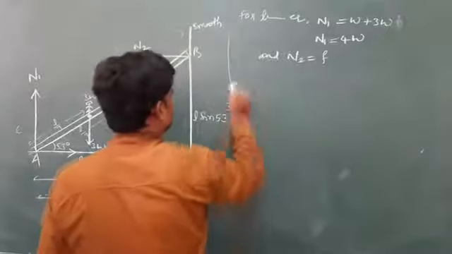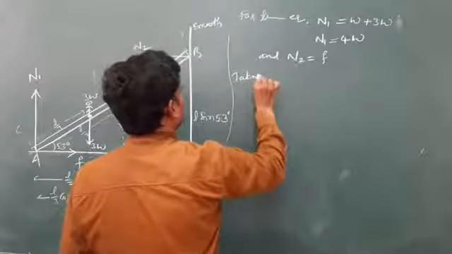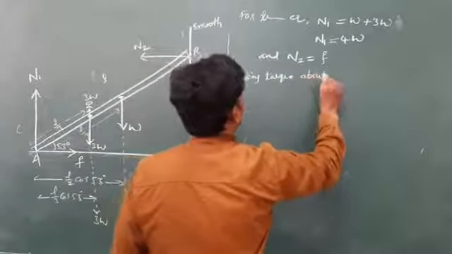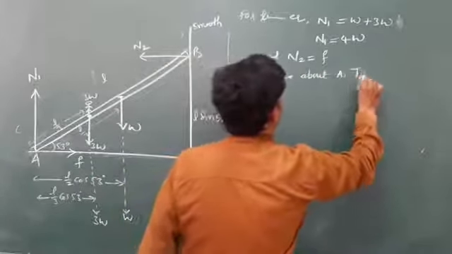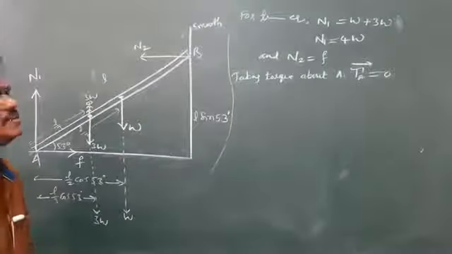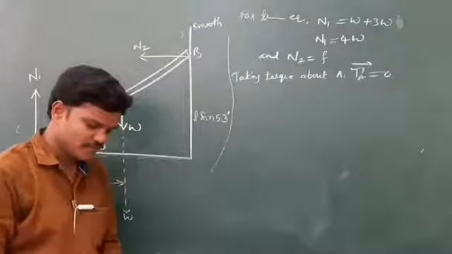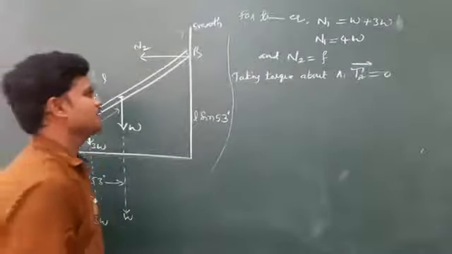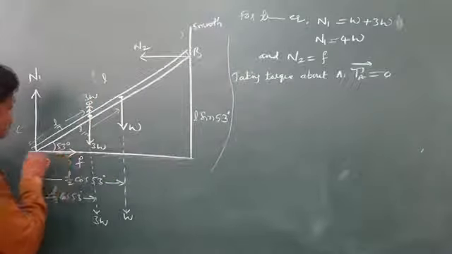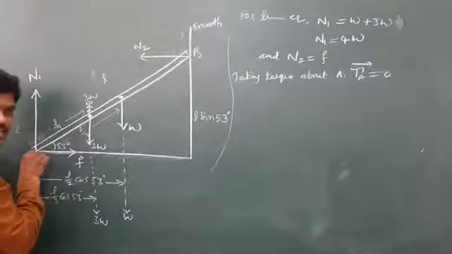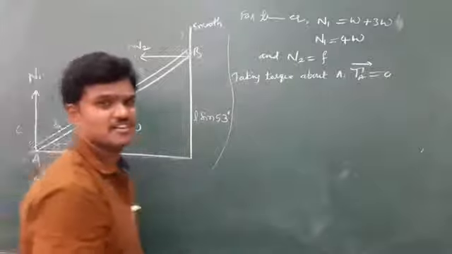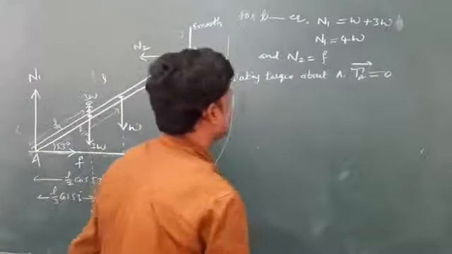Now take the torque about A as 0. So tau A is equal to 0. I'm using two conditions for all types of questions. First, translational equilibrium as one condition, and rotational equilibrium as another condition. Taking torque about A as 0, this frictional force does not create any torque about A. N1 also does not create any torque about A. But 3W, W, and N2, these three forces will create torque about A.